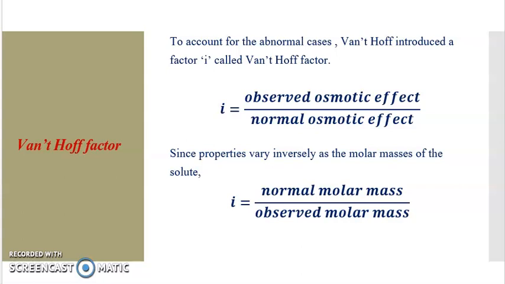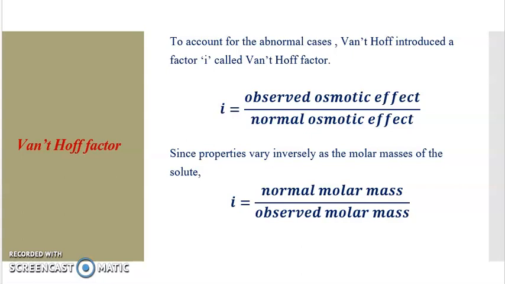In the previous video, we discussed what abnormal colligative property is. To account for the abnormal cases, Van't Hoff introduced a factor i, which is called the Van't Hoff factor. Due to association or dissociation, there will be a difference between the experimental value and the theoretical value of a colligative property. To account for this difference, Van't Hoff introduced a new factor, indicated as small letter i.